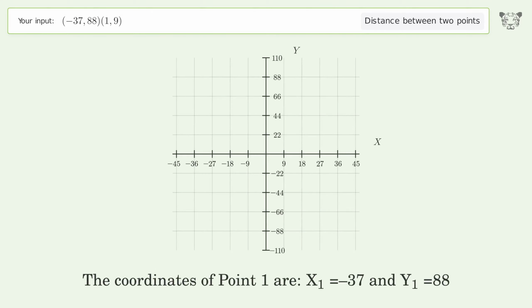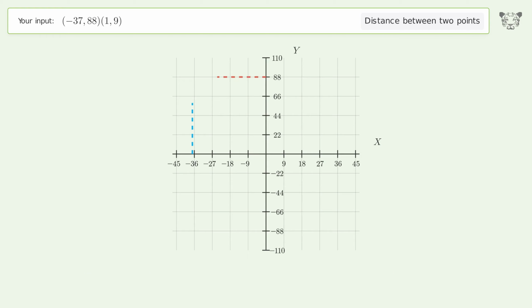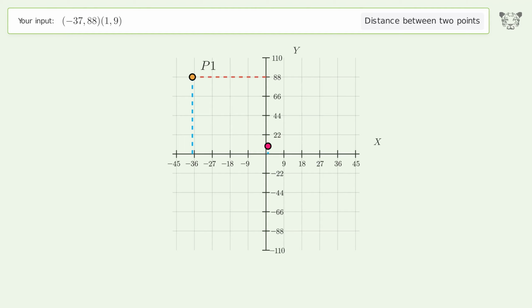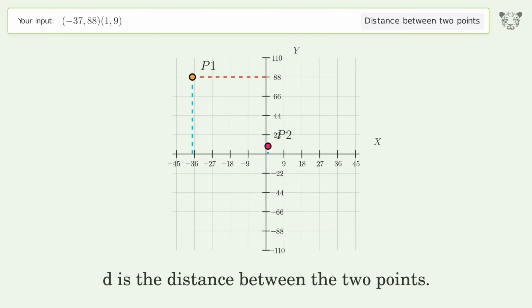The coordinates of point 1 are x1 equals -37 and y1 equals 88. The coordinates of point 2 are x2 equals 1 and y2 equals 9. D is the distance between the 2 points.